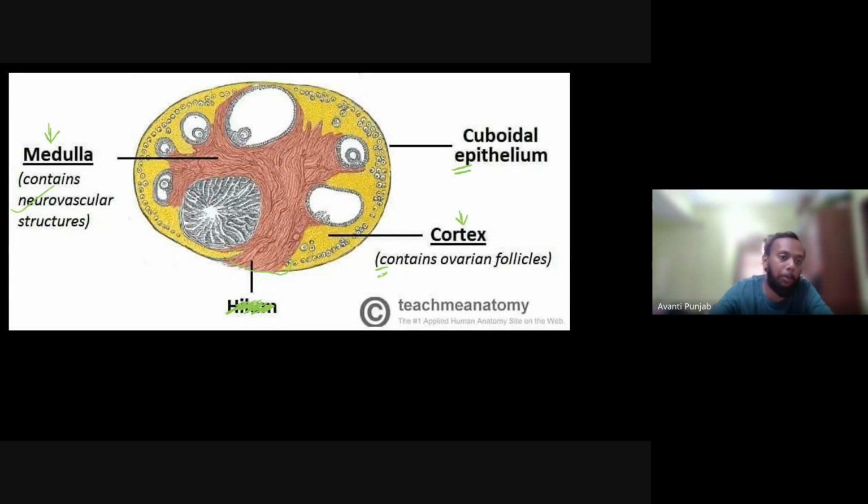Now, this is something I was trying to tell you. You have the medulla in the center, and the outer part is called the cortex. The medulla has the presence of vascular tissue and neurons, so blood vessels and neurons are seen in the medulla. This is something you have to remember. So you have a medulla and you have a cortex region.